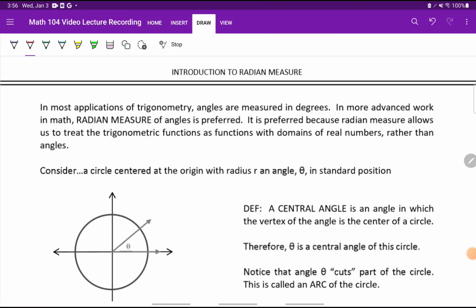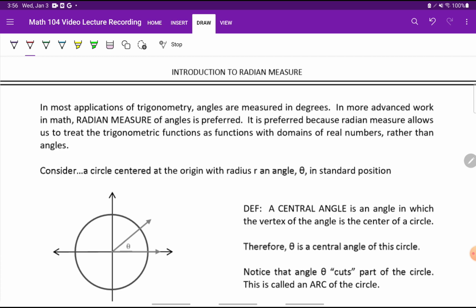In this video, we're going to introduce radian measure. In most applications of trigonometry, angles are measured in degrees. And that's because in real life applications, what we're really going to do to measure an angle is use degrees. We're going to use a protractor, we're going to use a computer, we're going to use something to measure in degrees because our brain processes that well.